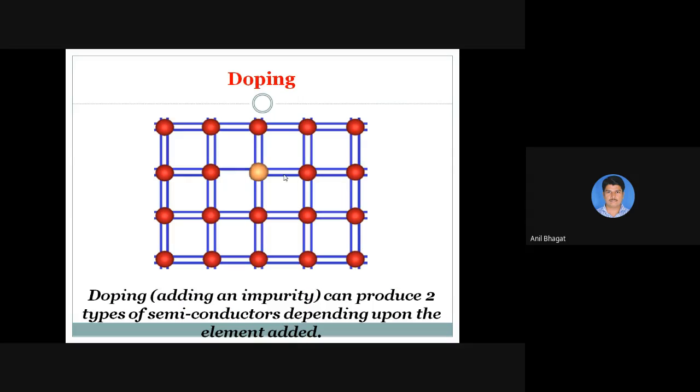For example, what is doping? Doping is adding an impurity to a pure semiconductor, right? The type of impurity depends upon the element added, so that determines which type of material you will form. Suppose you want to make an n-type semiconductor, at that time you take a pentavalent impurity, right? And for a p-type material, a trivalent impurity is added to the silicon.